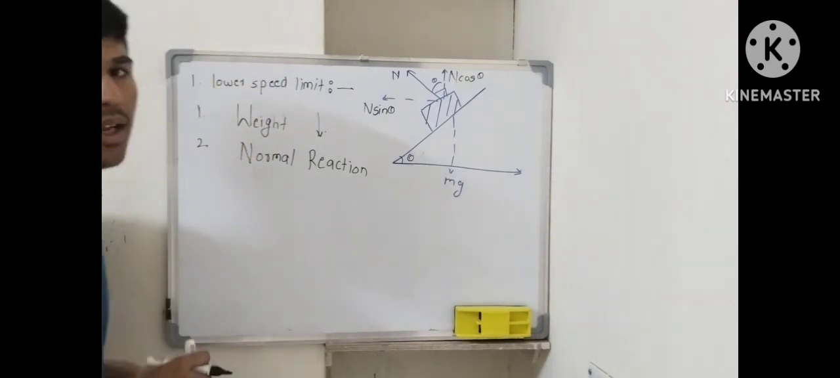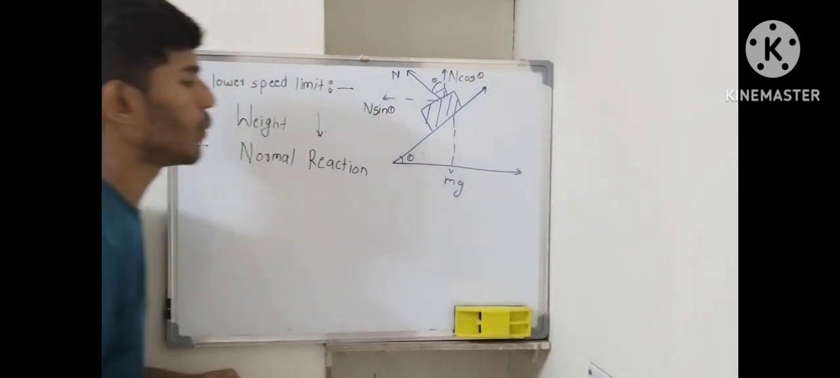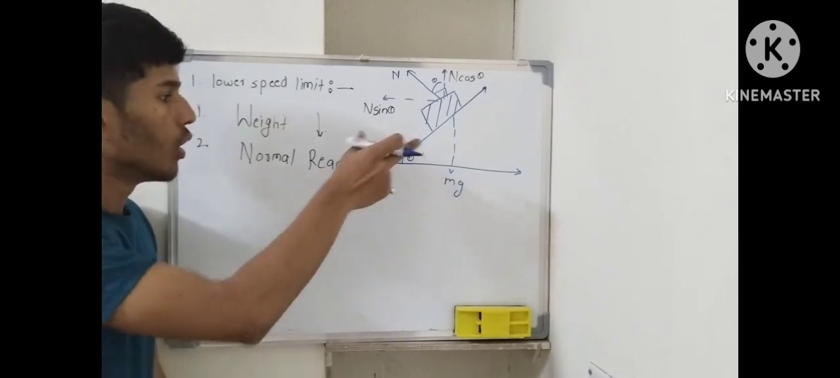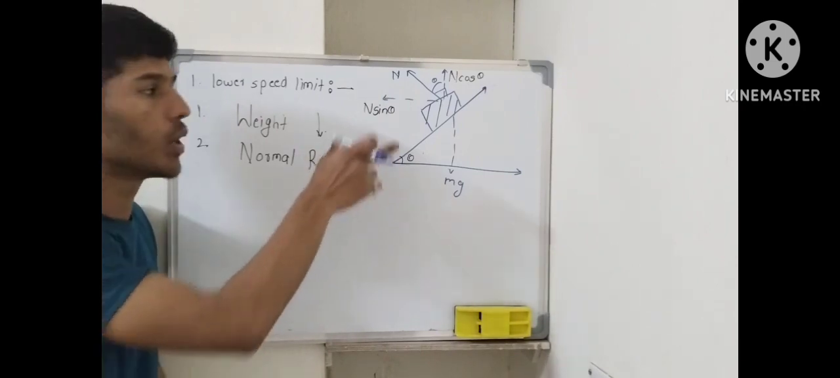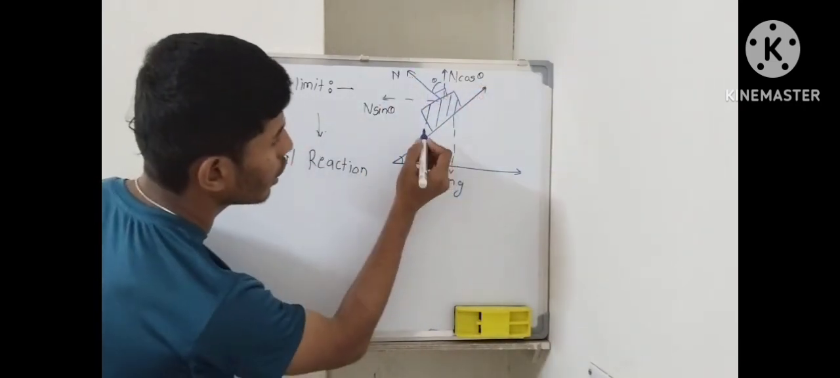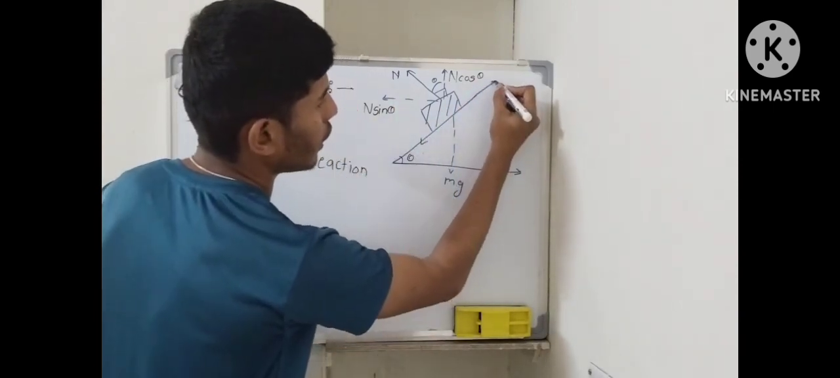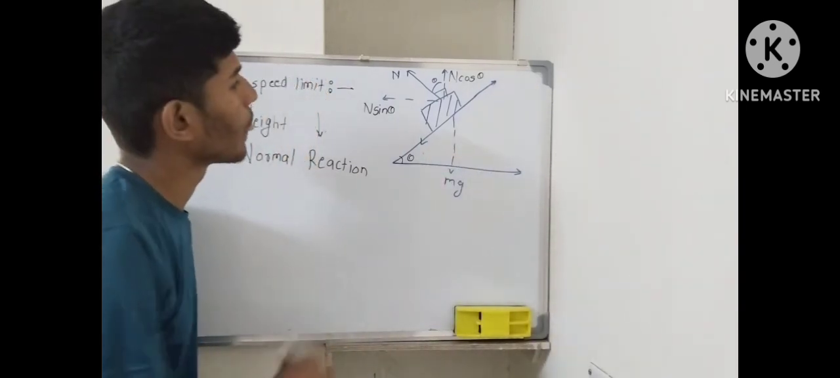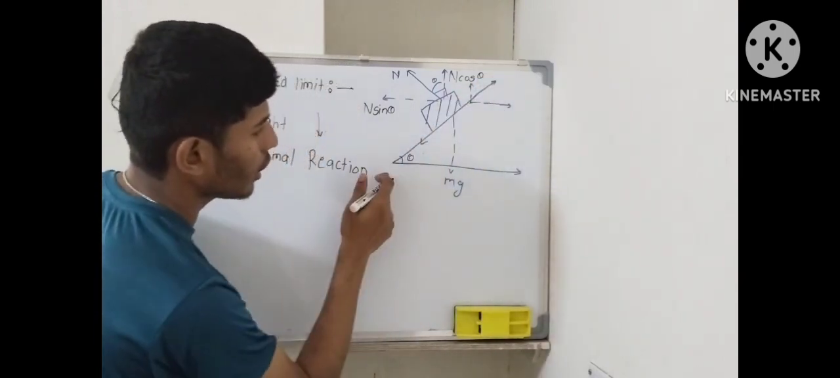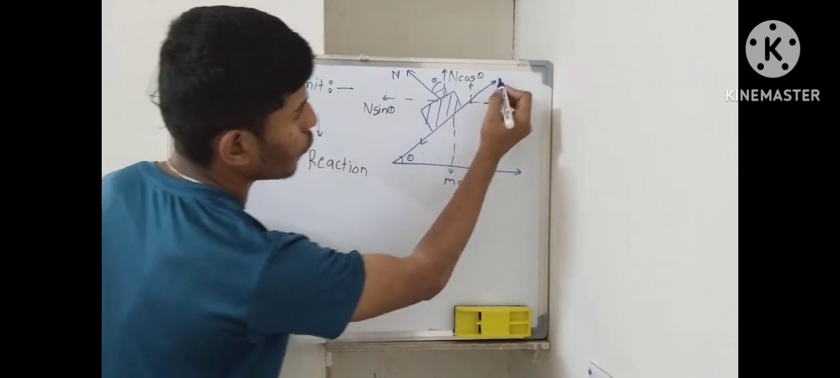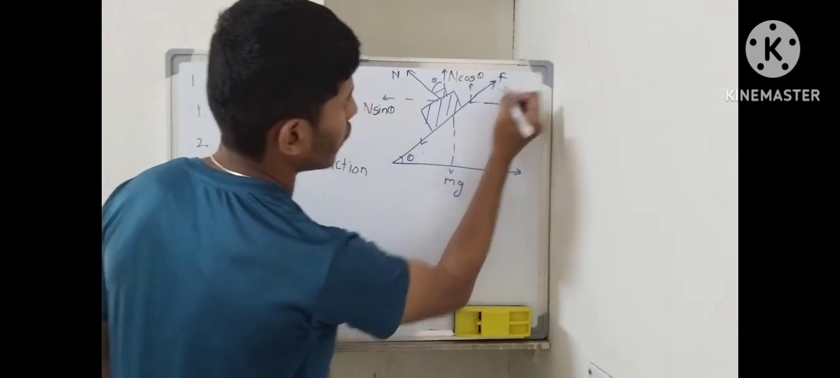Now we are talking about the lower speed limit, so friction will come into the picture. Let us understand friction. In the lower speed limit, friction is applied away from the inclination of the road. The inclination here is toward the center of the track, so friction will be directed opposite to it. The inclination is toward the center, and the force will be directed away from the center, that is opposite to it. So this will be our force.